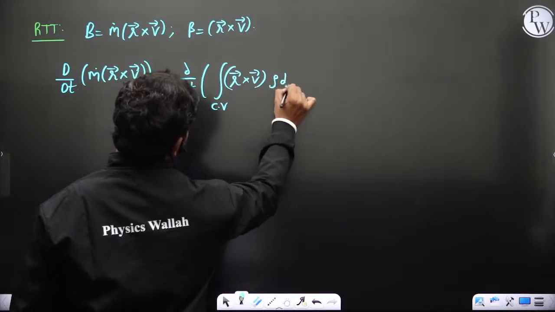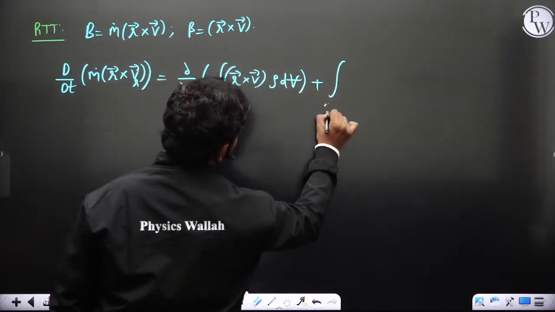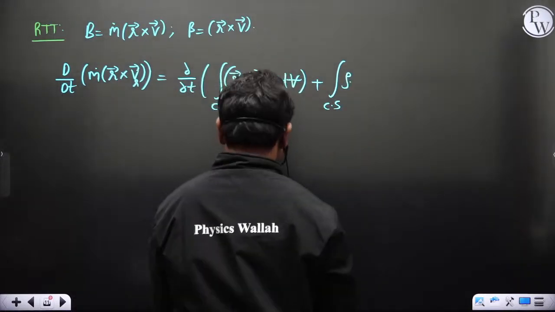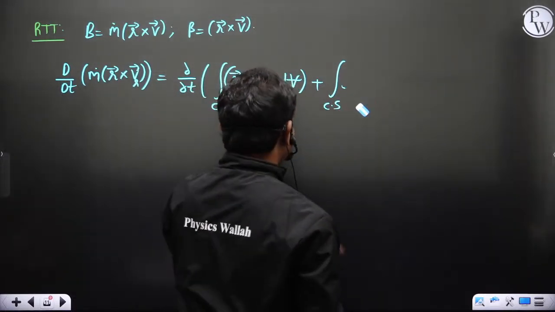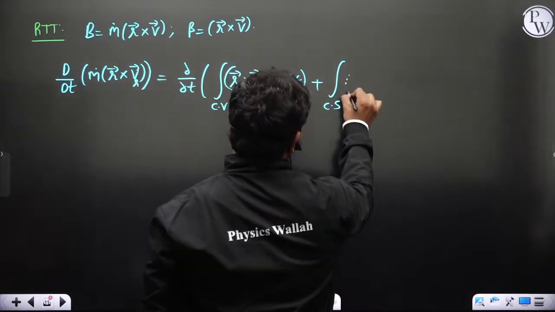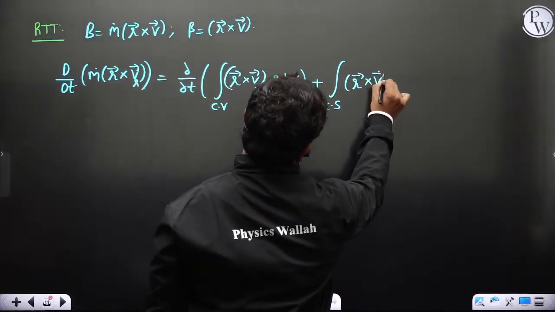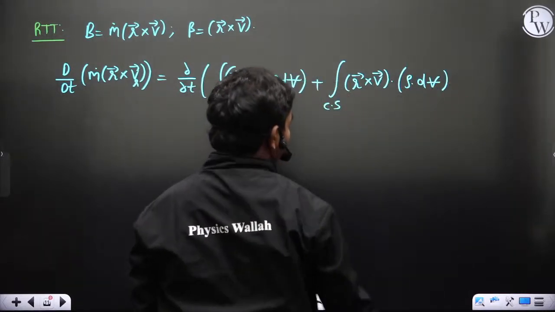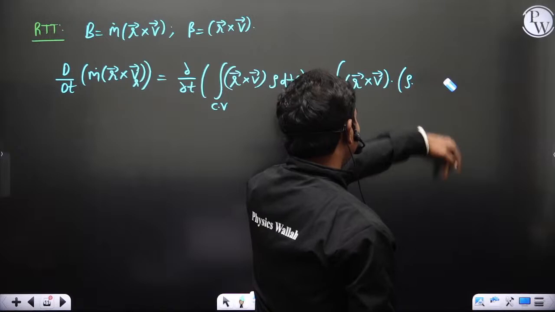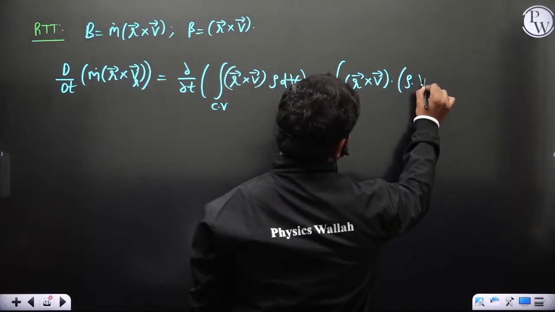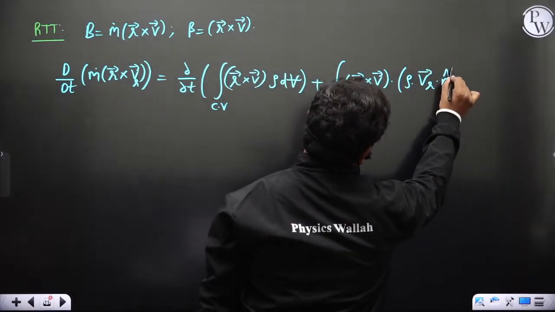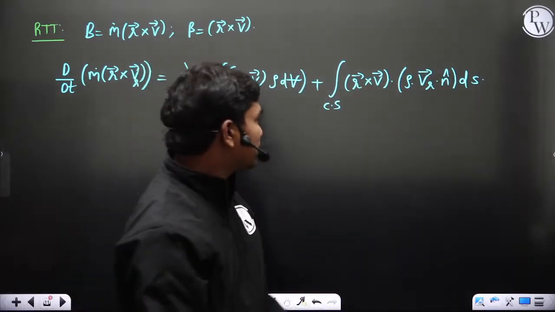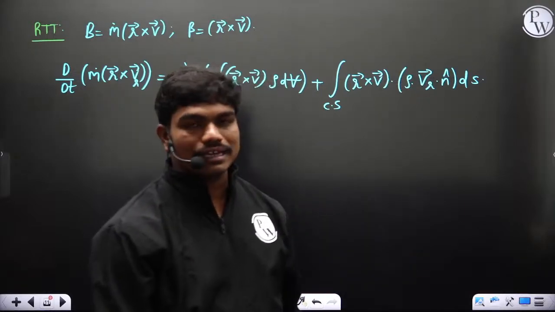times rho dv plus integral over the control surface rho beta times, again here we have beta times R bar cross V bar into rho dv. Correct? It's not dv, it is a surface integral, so rho V R bar dot n cap ds. So this is actually the Reynolds transport theorem what we have seen, because it's beta into mass flow rate, the elemental mass flow rate is what we have.